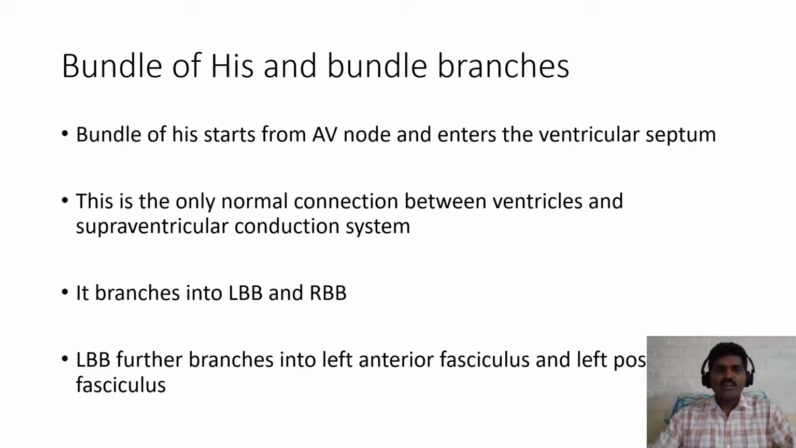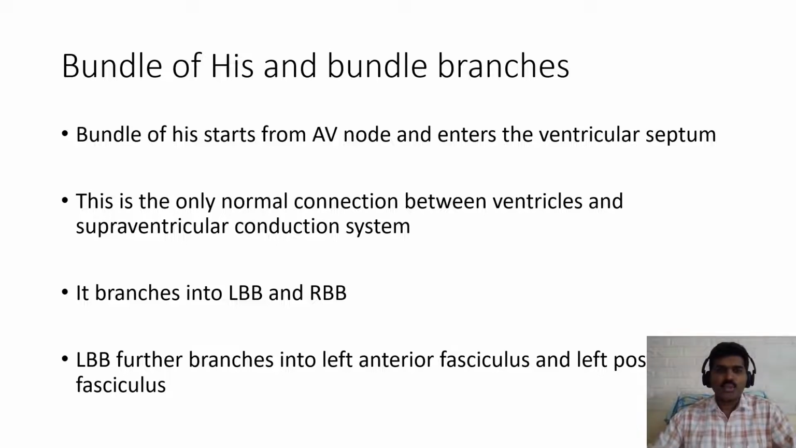Then we learned about bundle of His and the bundle branches. Bundle of His starts from the AV node and enters the ventricular septum. Atria and the ventricles are divided by a fibrous band of tissue which is non-conductive to the electric impulses. The only normal conduction between atria and the ventricles is the bundle of His, also called the supraventricular conduction system. It branches into left bundle branch and right bundle branch.